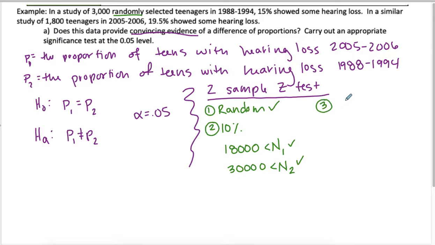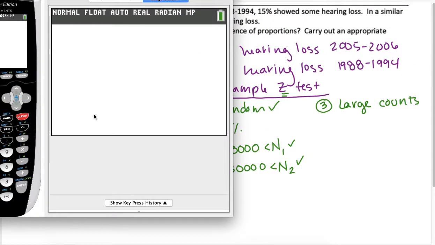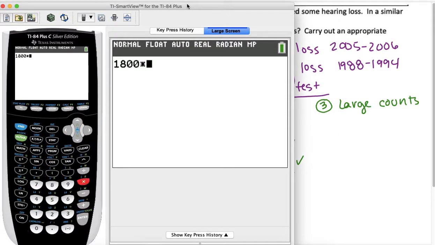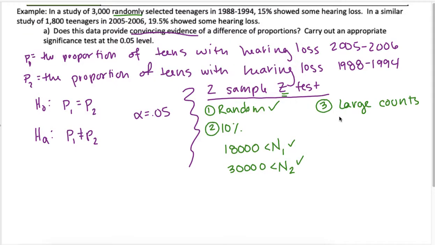The third thing we need is that we need to have large enough counts to become approximately normal so that we can use the z value here. So large counts here. All right, so for the first population, we're going to look at my 2005. I have 1,800 times 19.5%. So how many successes is that? So I'll do 1,800 times 0.195, and I get 351 successes. And in this case, a success is hearing loss. But this is bigger than or equal to 10, so that passes.